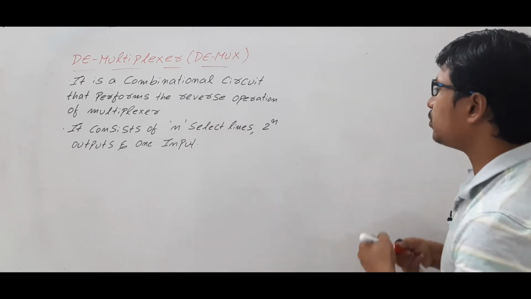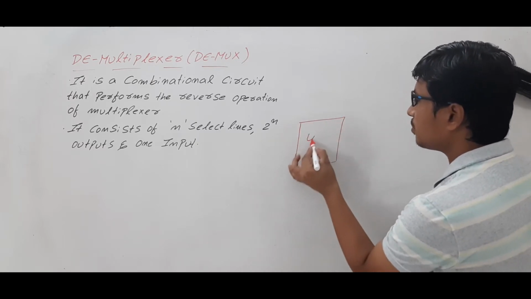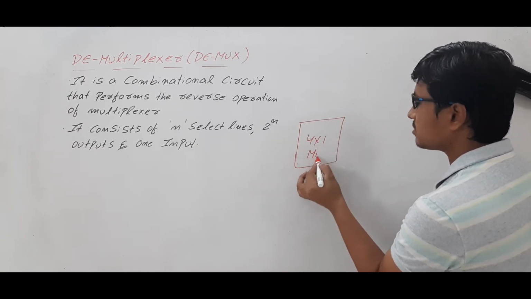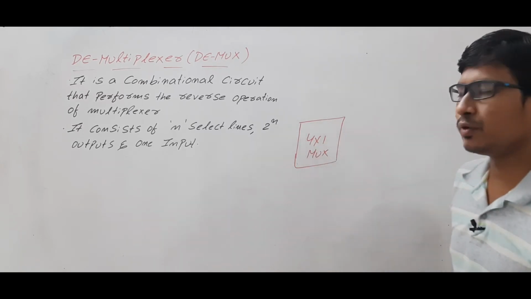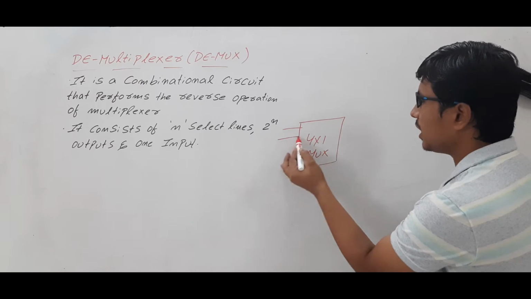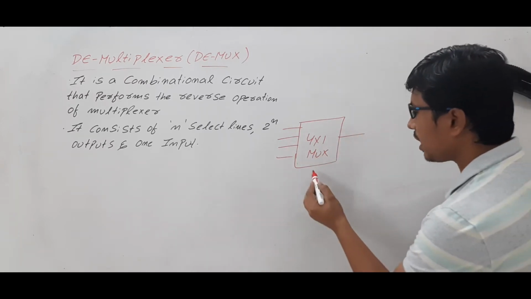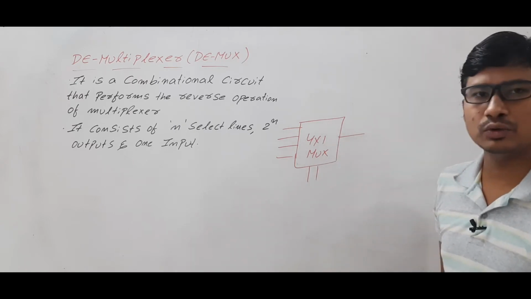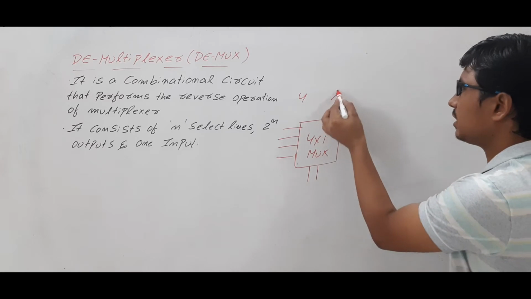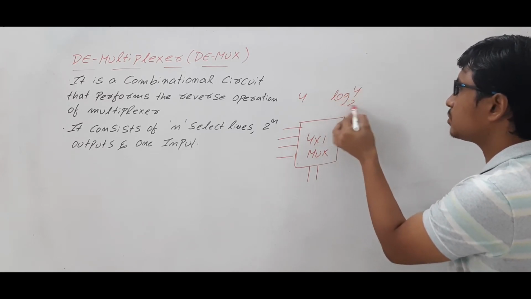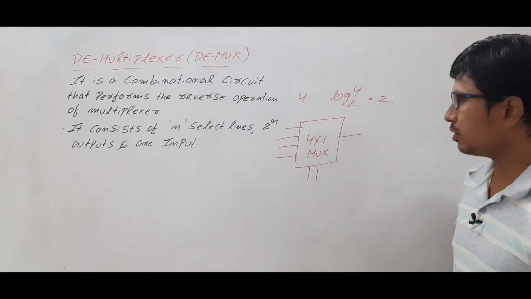Can anyone tell me what a multiplexer is? Suppose I have a 4 by 1 multiplexer. Let me write it as mux; a multiplexer can also be called a mux. 4 by 1, what is meant by 4 by 1? We have 4 inputs, one output, and two select lines. How did I get two select lines? If I have 4 inputs, then log 4 base 2 select lines are possible, which is equal to 2. Are you able to understand?